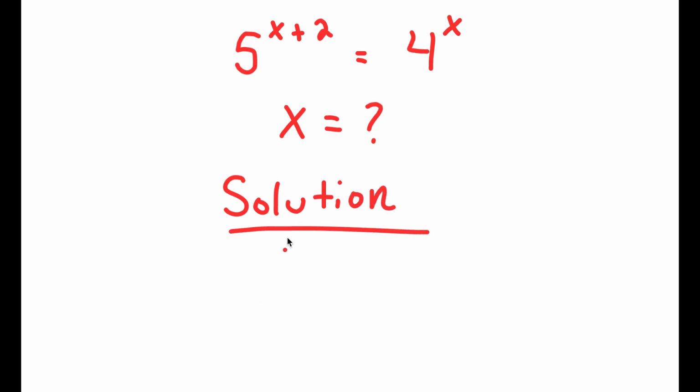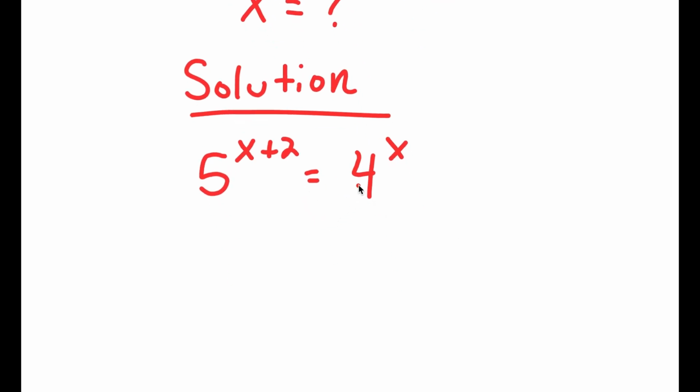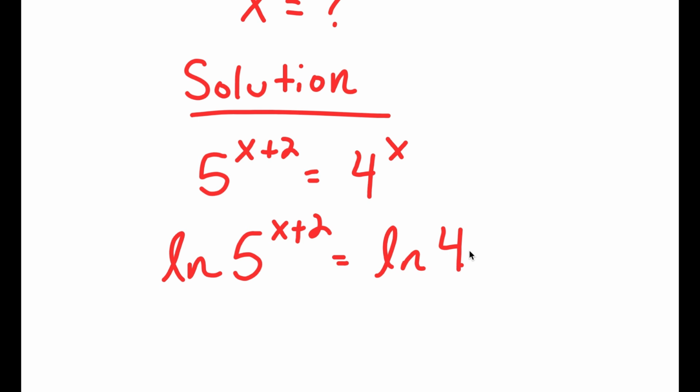I'm going to first rewrite my equation over here so I have a little more space to solve. I have 5 to the power of x plus 2 is equal to 4 to the power of x. Now my first step into solving this equation is taking the natural log, or ln, on both sides. So if I take the ln on both sides, I get ln 5 to the power of x plus 2 is equal to ln 4 to the power of x.